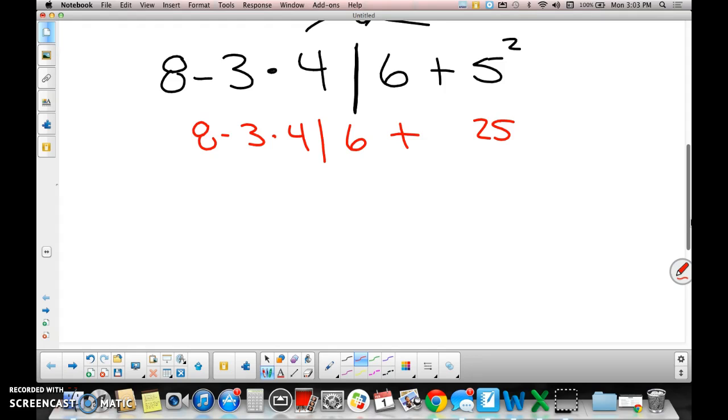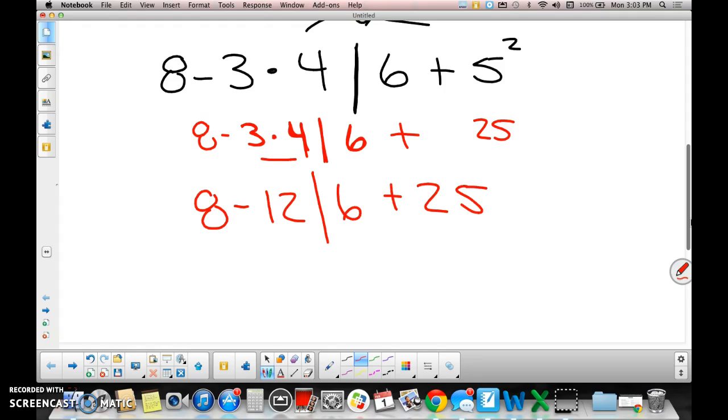There are no parentheses, there are no exponents, so we're going to go to multiplication and division. We do have a multiplication problem and we do have a division problem. For multiplication, we have 3 times 4, and for division, we have 4 divided by 6. Left to right, multiplication comes first, so we're going to do the 3 times 4 and rewrite the problem, solving whatever 3 times 4 is, which is 12. We have 8 minus 12 divided by 6 plus 25.